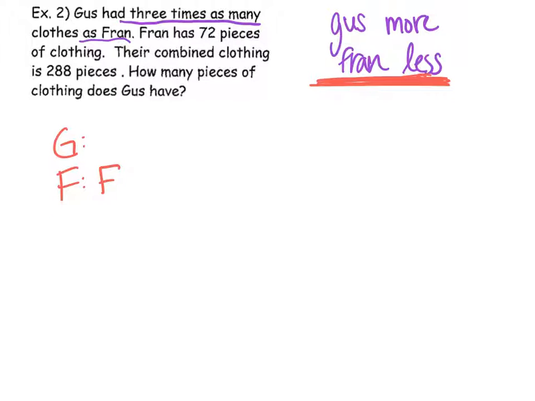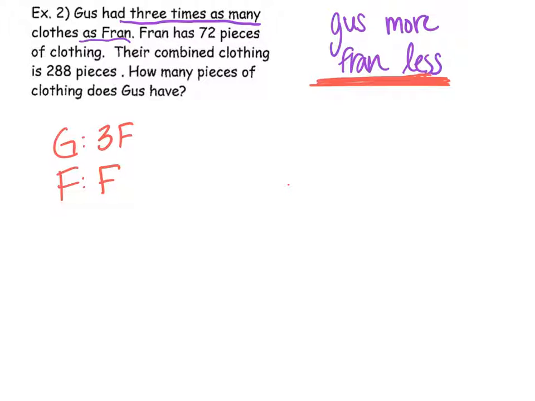Now I need to read the sentence that I underlined to help me with the rest. Gus has 3 times as many clothes. So what do I write for Gus? 3 times as many clothes. 3 times F. Perfect. Triple Fran. He has triple Fran.